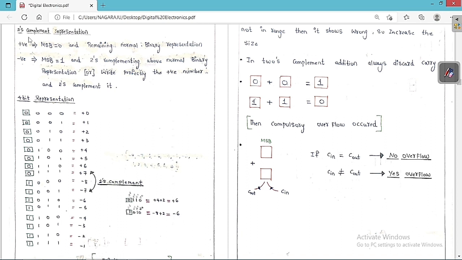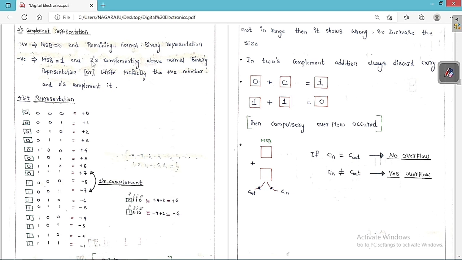Now we are going to study the 2's complement representation. 2's complement representation is also a sign bit representation. For a positive number, MSB is equal to 0 and the remaining bits are the normal binary representation. For a negative number, MSB is equal to 1 and it is the 2's complement of the normal binary representation, or write the positive number perfectly and do the 2's complement. So we are going to get the negative number.